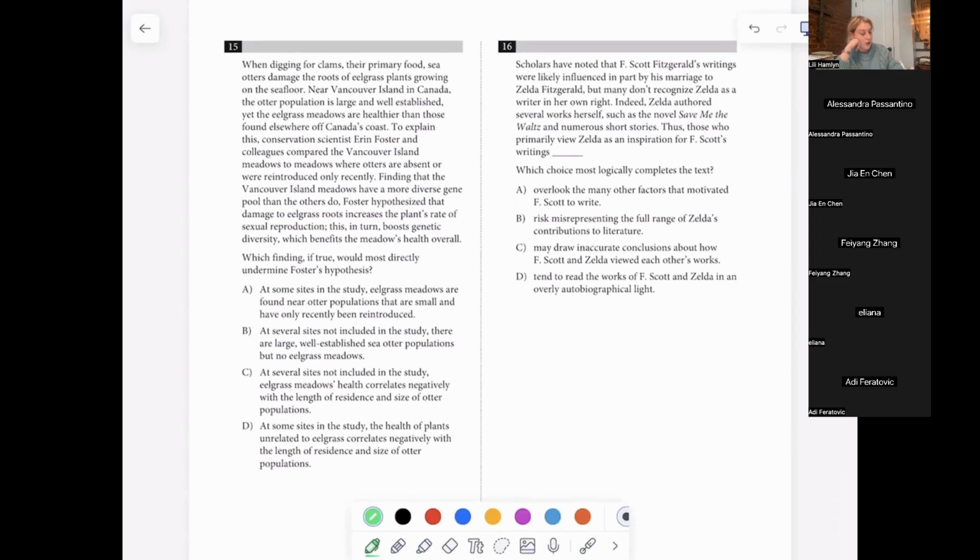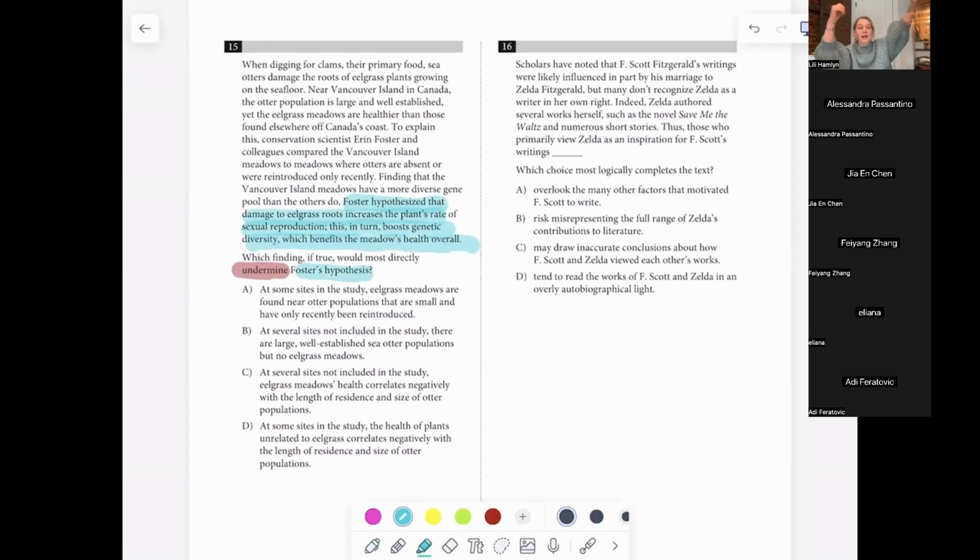We read the question first here. It says, which finding, if true, would most directly undermine Foster's hypothesis? Two things to point out here. They're not always questions that ask about supporting the hypothesis. So we need an answer which would undermine the hypothesis. Keep in mind that sometimes it's going to go against what the scientists would have thought. And now we need to find Foster's hypothesis. Foster hypothesized that damage to eelgrass roots increases the plant's rate of sexual reproduction. This in turn boosts genetic diversity, which benefits the meadow's health overall.